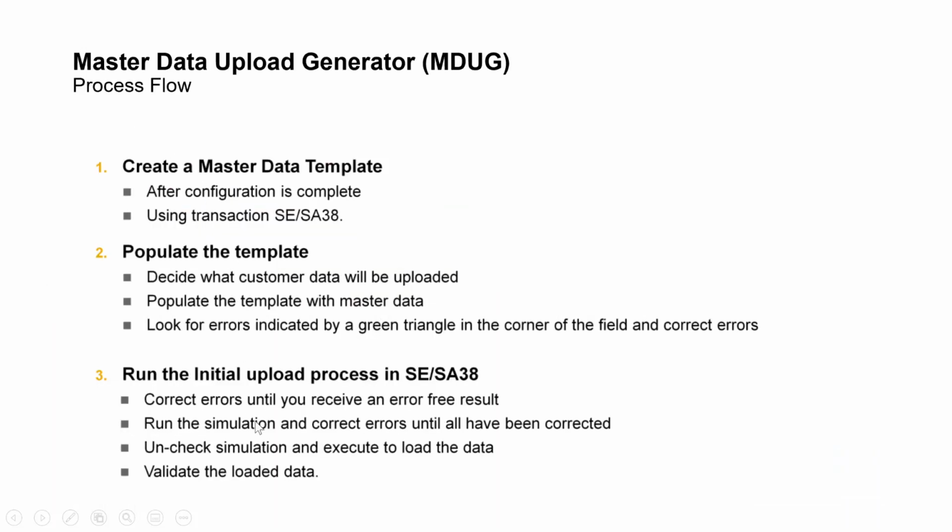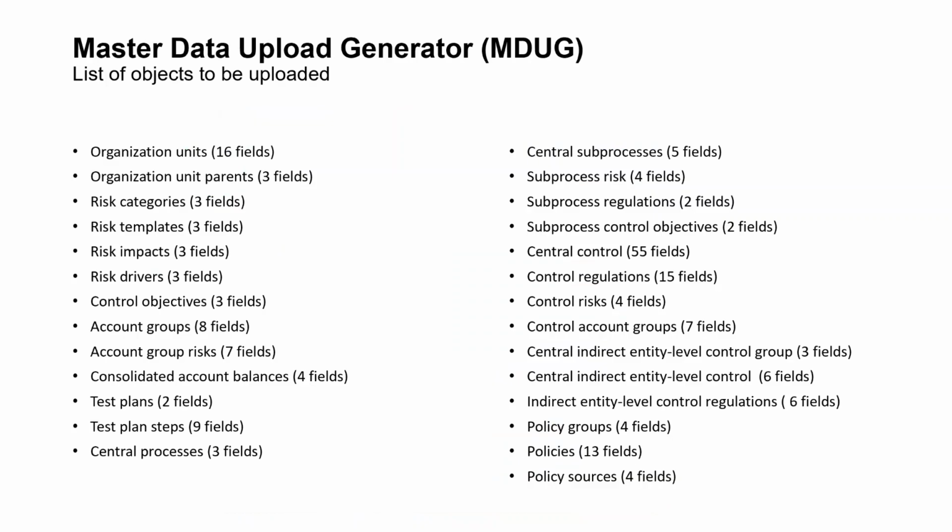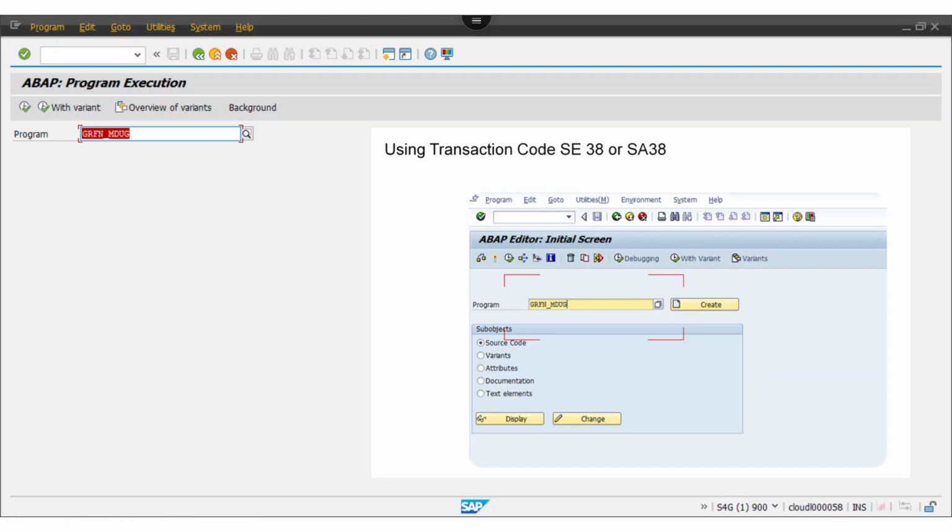You have more information here. You see which transaction to run and so on. We have done some logs to detect any deficiency or errors in this process of uploading the data. You see here the list of objects which can be uploaded in the systems, and how many fields. For instance, for the central control, we have 55 fields which can be populated.